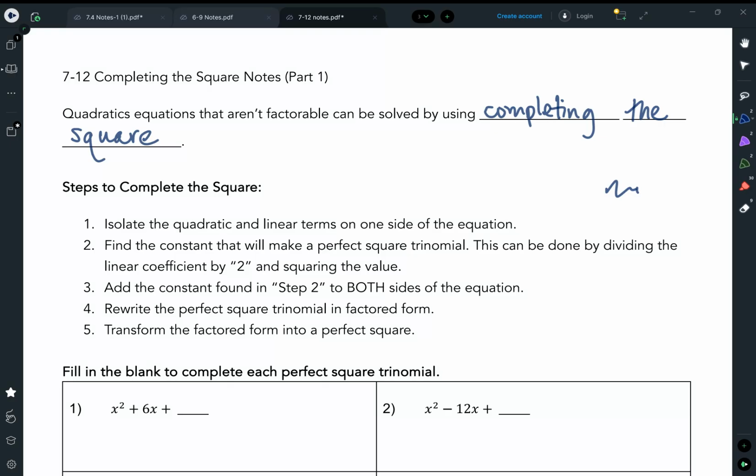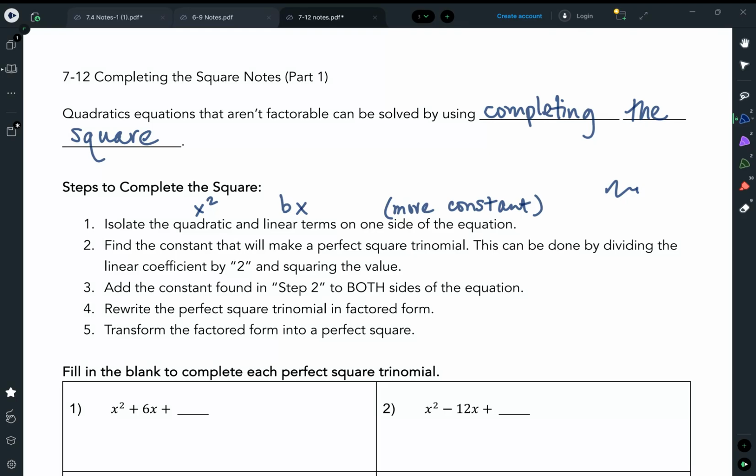First, we're going to isolate the quadratic terms and the linear terms. Remember, quadratic would be x squared, and linear would be the term with the x in it, so it could be like bx. We want to isolate those on one side of the equation. That means we're possibly adding or subtracting constants to get those by themselves. So I'm going to write move constants. A constant would just be a number. It doesn't have an x.